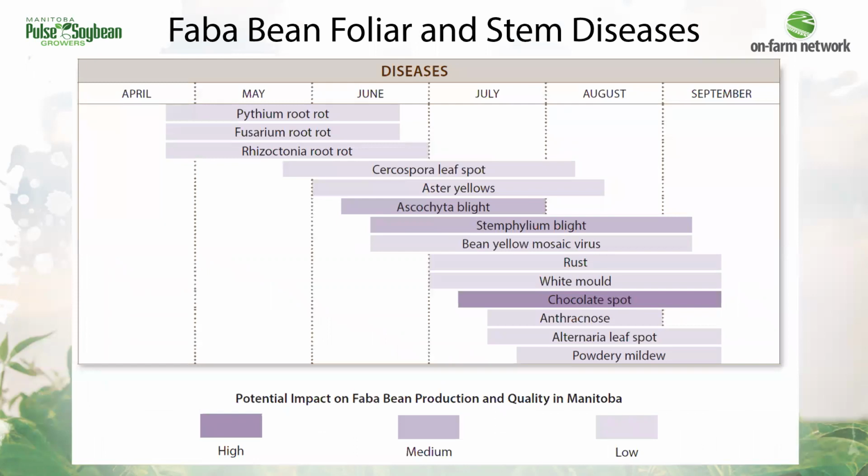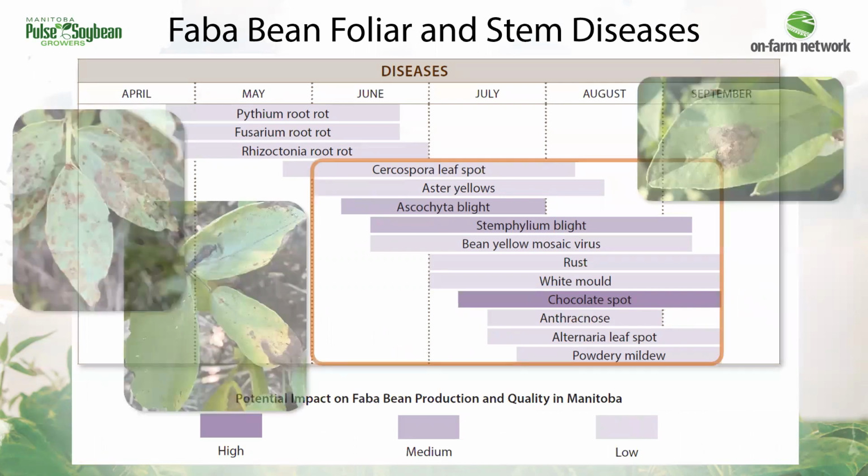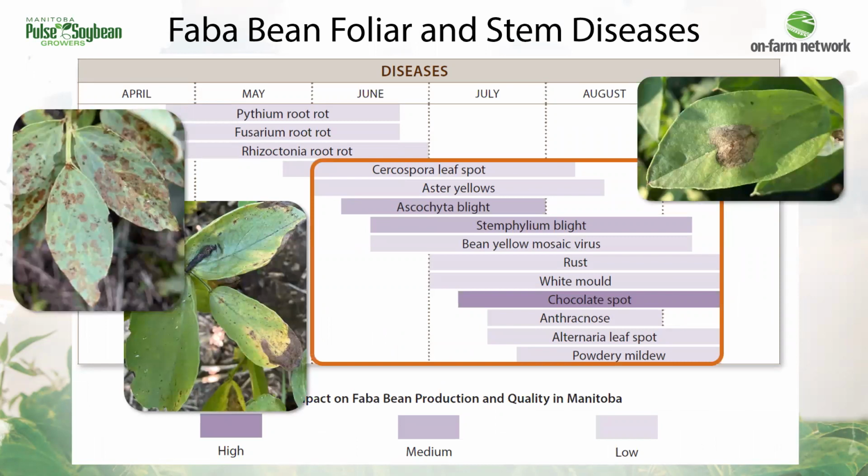In terms of diseases that infect faba beans, we have early season root rots. They're not a host of Aphanomyces root rot either. And then we have several in-season foliar and stem diseases that might infect faba beans. These diseases can be quite difficult to distinguish visually in the field. The most yield-limiting disease, though, is chocolate spot, followed by Ascochyta and Stemphylium blight. These diseases will also often co-infect, which can be even more challenging to tell them apart in the field.